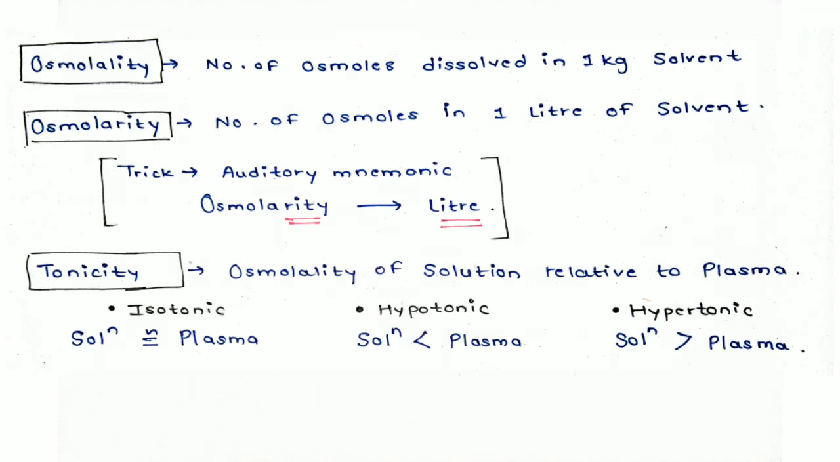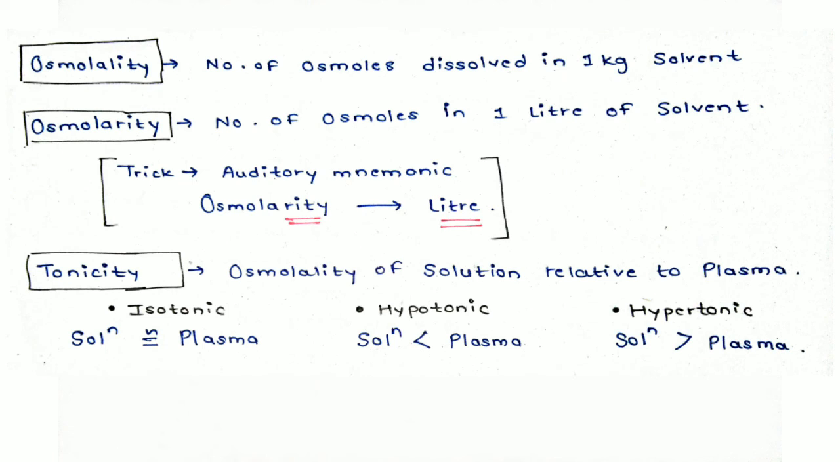Now what is osmolality? It is the number of osmoles dissolved in 1 kg of solvent. The next is osmolarity. Osmolarity is the number of osmoles in 1 liter of solvent. So how to remember this? Osmolarity means liter, R. So it is an auditory mnemonic.